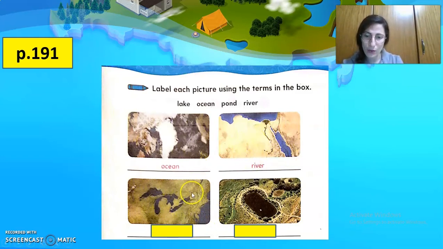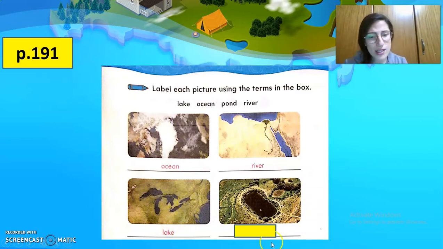What do you guys think? What do you observe? What are you seeing? Well, we see a body of water surrounded by land on all sides, and it seems that it's not flowing to anywhere else. So this means it is a lake. Correct. What about the last picture?